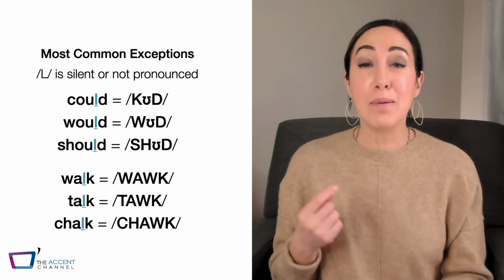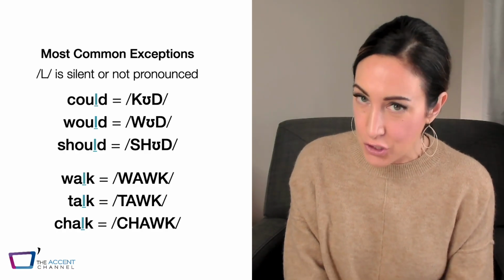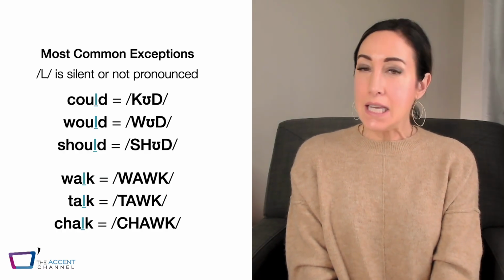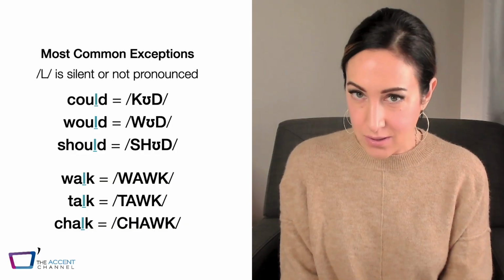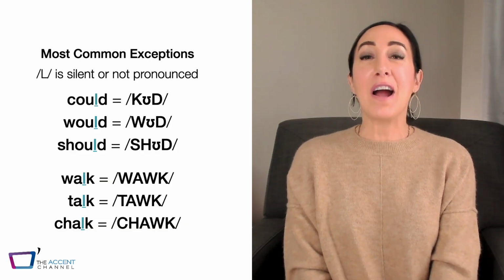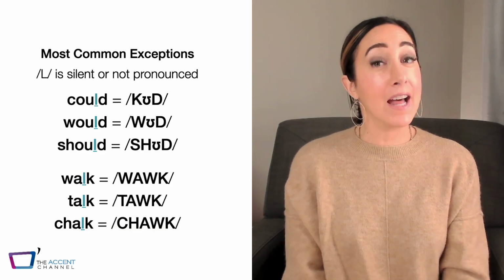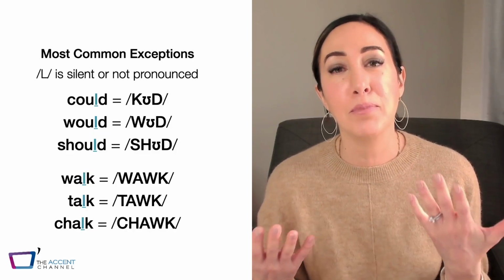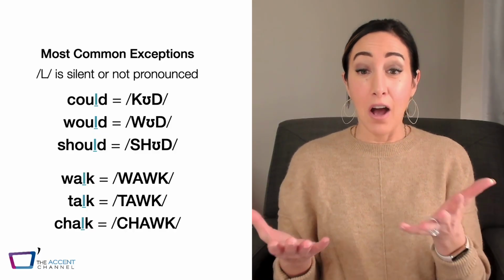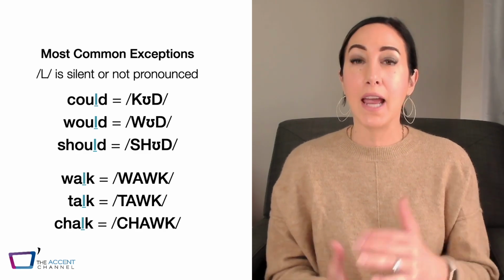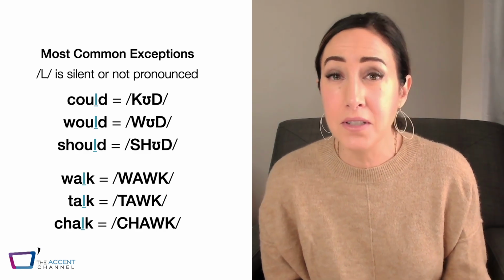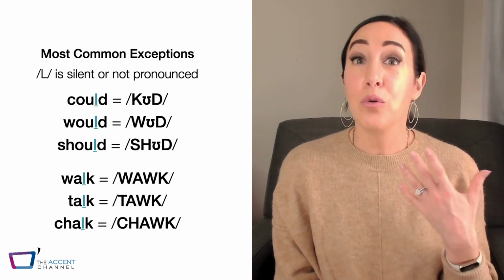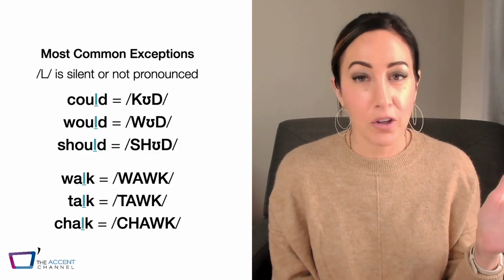But before we wrap up this lesson, there's one last thing you need to know. L isn't always pronounced in English. There are a handful of words where the L is written, you'll see the letter, but it's silent or not pronounced. The most common of these silent L words, words like could. It's not could, it's could. No L. Same thing, should, would. Could, should, would.